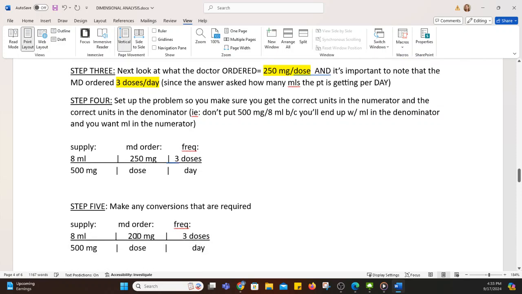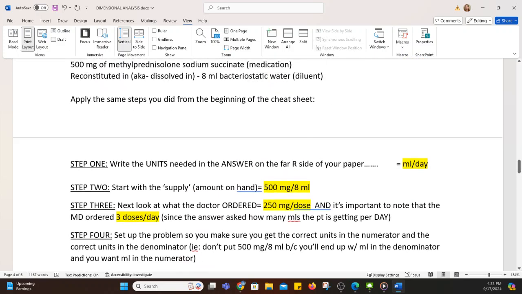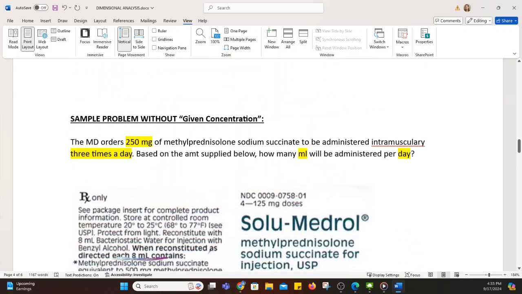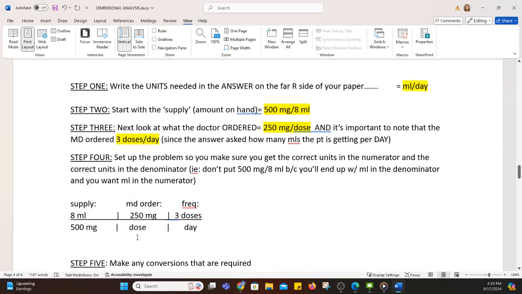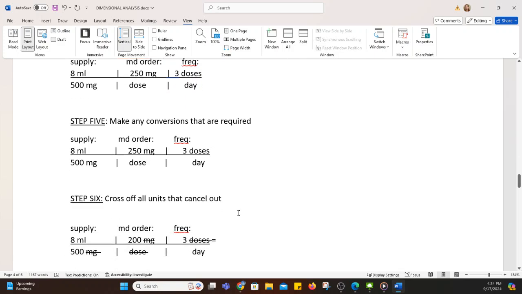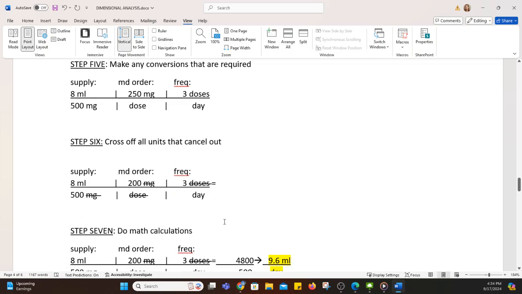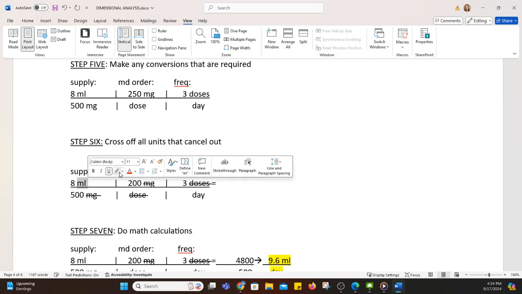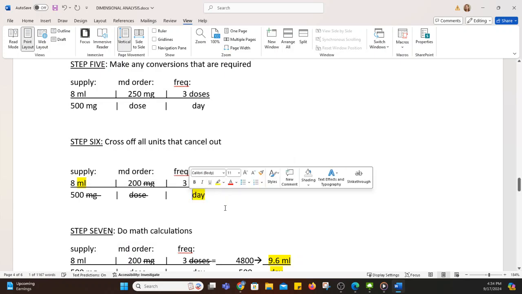Make any conversions that are needed. I need to go back up here just to triple check. It did say 250. It did. Okay. Make any conversions that are required. I think we pretty much have everything we need right there. We're going to cross off all the units that we need to have canceled out. So we did milligrams and milligrams, doses and doses, and what we're left with is mils per day.